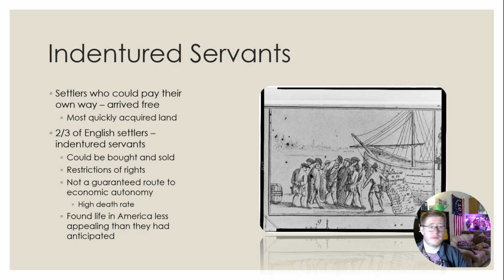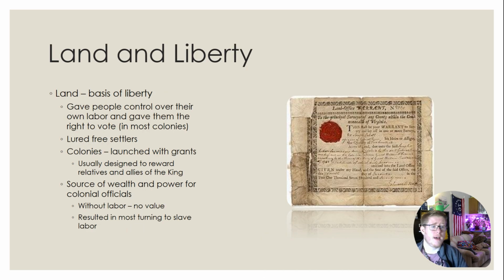A lot said this was one of their bigger regrets. And in a lot of cases, they were not able to achieve that independence and freedom that they wanted in the first place. Especially here in the American colonies, land was the basis of liberty. This gave people control over their own labor and gave them the right to vote in most colonies. For a long time, the main concepts of being able to vote meant that you were a man and that you owned property. It did lure a lot of free settlers.